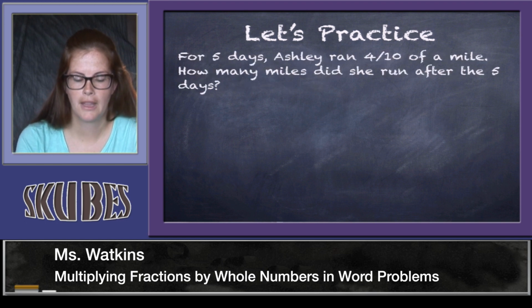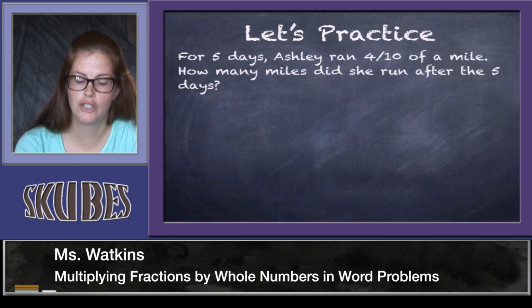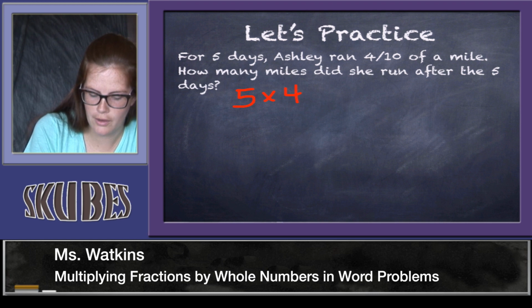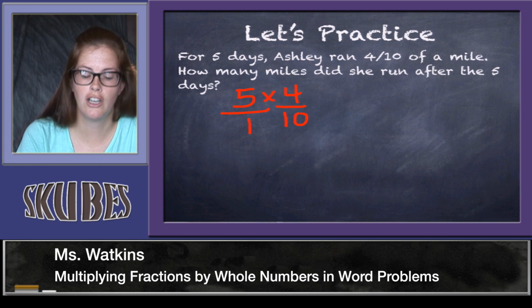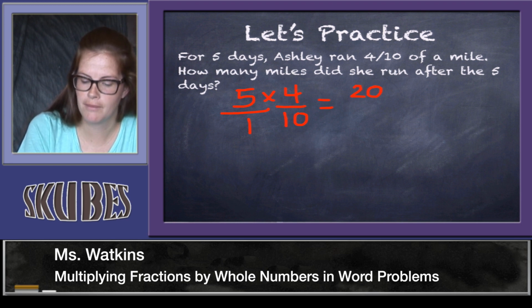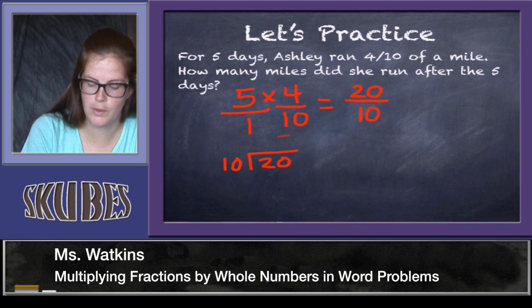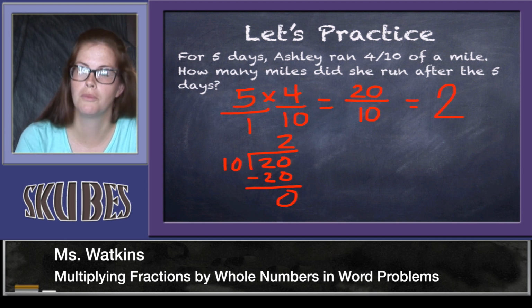Okay, let's do another one. For 5 days, Ashley ran 4/10 of a mile. How many miles did she run after the 5 days? All right, so we'd have 5 times 4/10. Let's turn our 5 into a fraction by putting it over 1. Then we'll multiply our numerators. 5 times 4 equals 20. And 1 times 10 equals 10. To turn this into a mixed number, we know 10 will go into 20 2 times, and there will not be any remainders. So 20/10 is the same thing as 2.